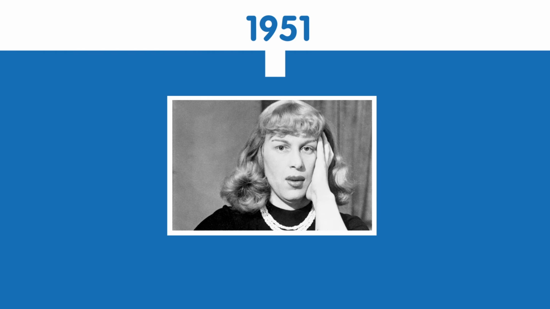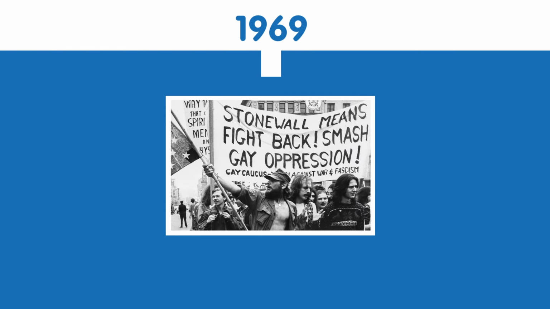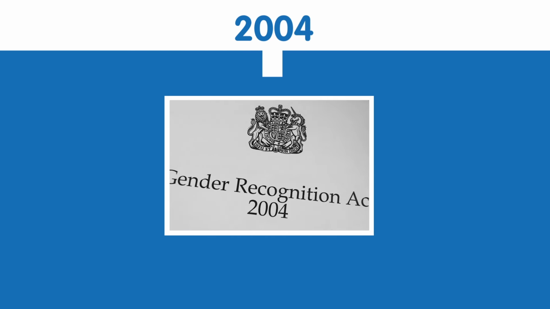1951, Roberta Cowell was the first trans woman to receive gender affirmation surgery in the UK. In 1966, the Beaumont Society was founded to support trans and gender non-conforming people in the UK and still carries out some really good work today. 1969, the Stonewall Uprising happened, which was very important for trans visibility and trans lives, as well as lesbian, gay and bisexual lives. In 2004, the Gender Recognition Act allowed people to change their gender on their birth certificates.